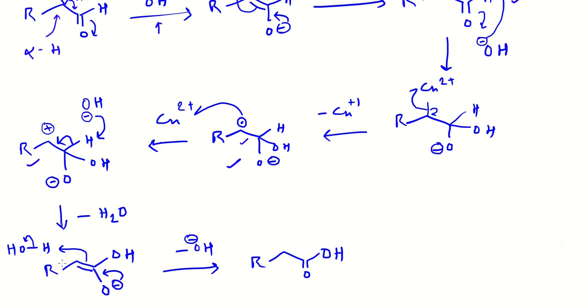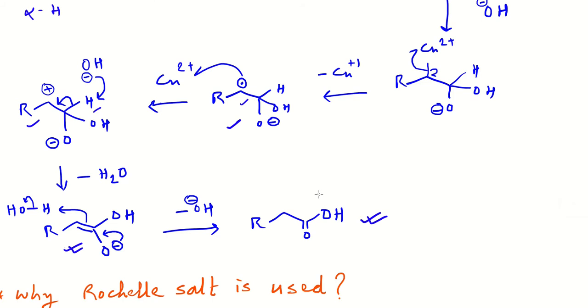So after that, the OH- from the solution abstracts this hydrogen atom, and the carbon-hydrogen bond pair constructs the double bond in order to generate this enolate intermediate. This enolate intermediate is then immediately converted into the corresponding keto form via keto-enol tautomerism, and this keto form is the desired carboxylic acid. So this is the mechanism of this reaction.